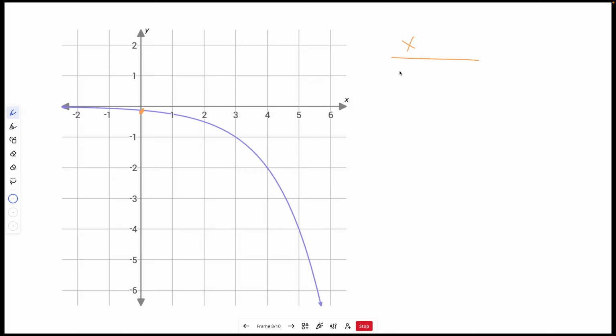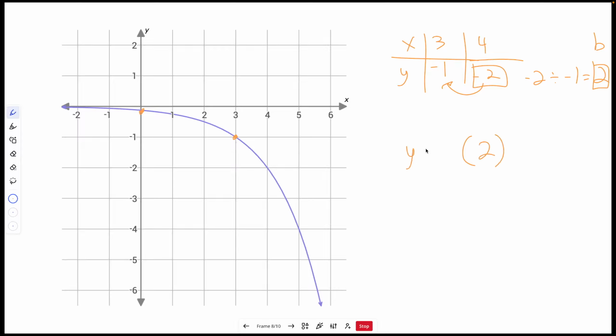So let's set up our table, x and y. Let's do this point right here, which is 3 and -1. And then let's do 4 and -2. And now we divide the right by the left. So we're doing -2 divided by -1, which is 2. So this is our growth rate. This is B, right? This is the number that goes inside of the parentheses.